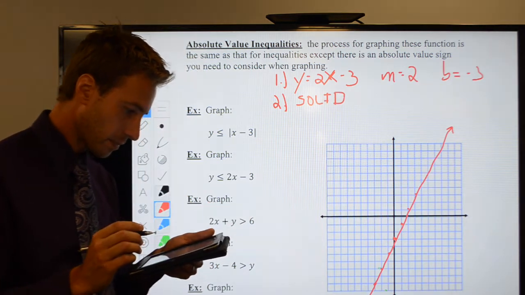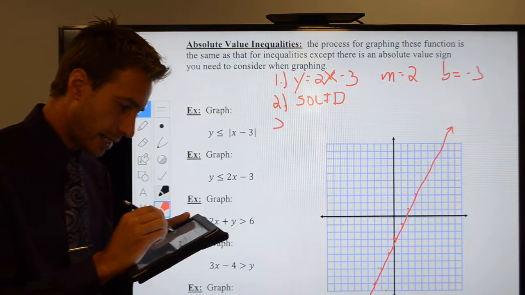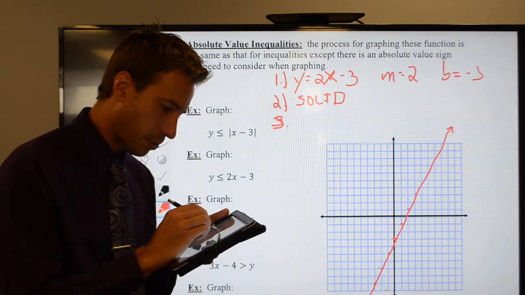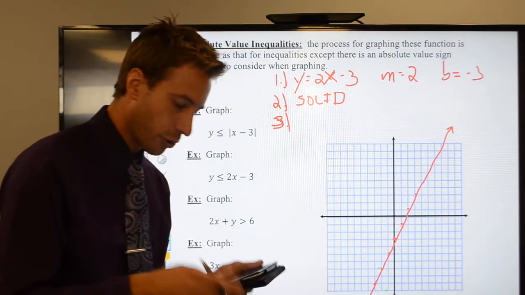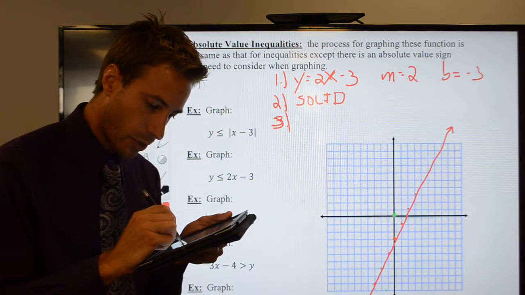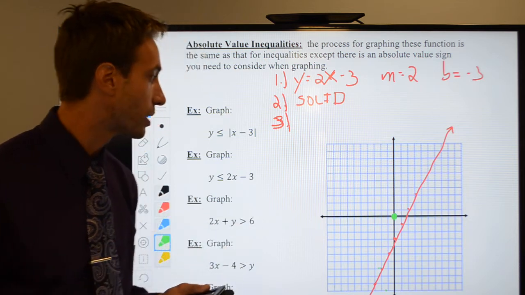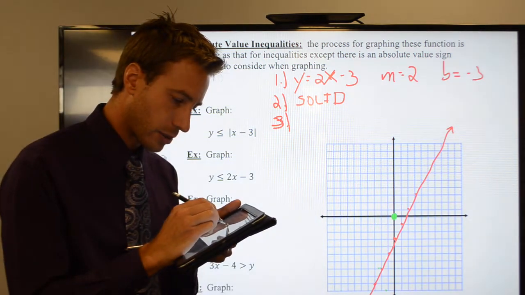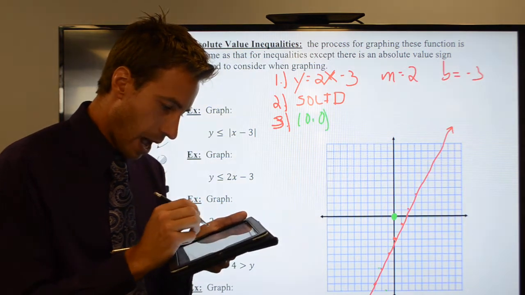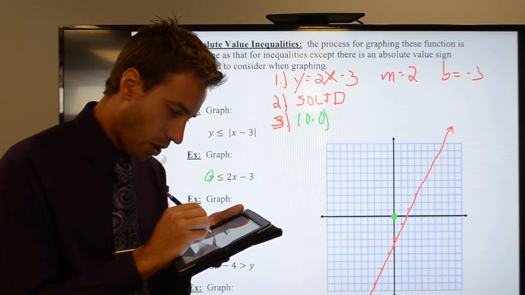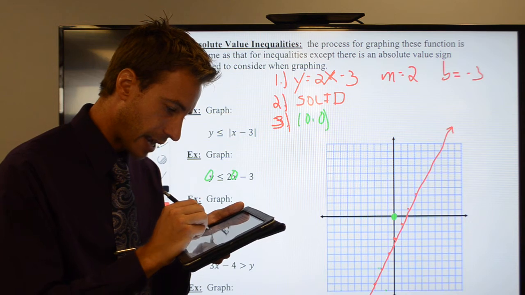Step number 3. I need to choose a test point. My line does not go through 0, 0, so we're going to pick that point right there, 0, 0, and plug it in. I'm going to plug a 0 in for y and a 0 in for x.